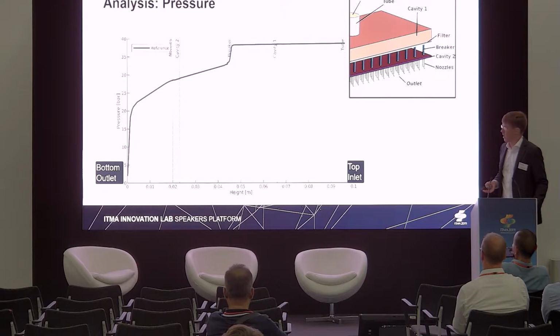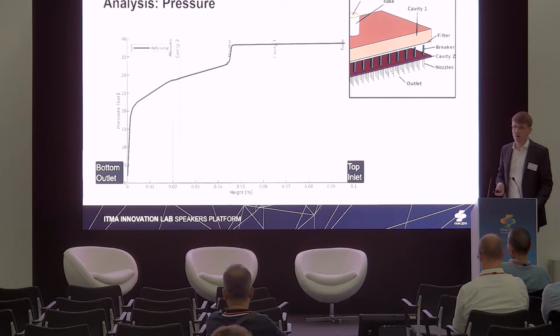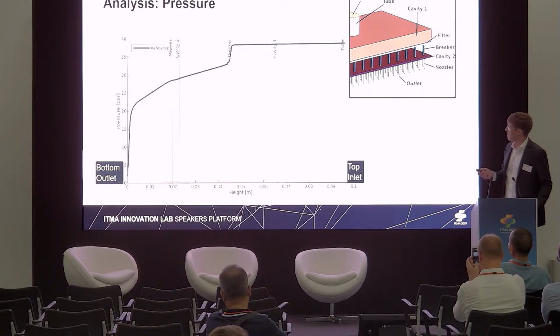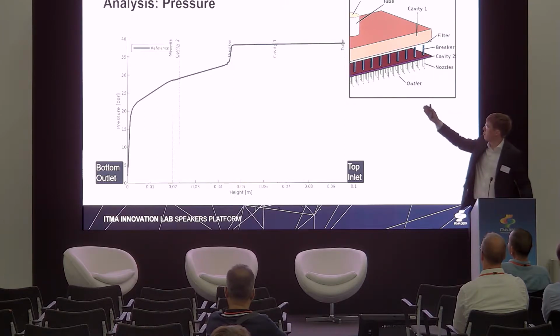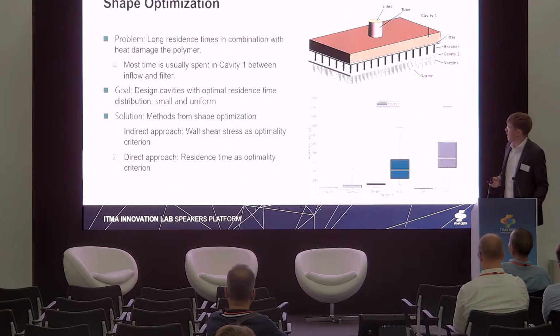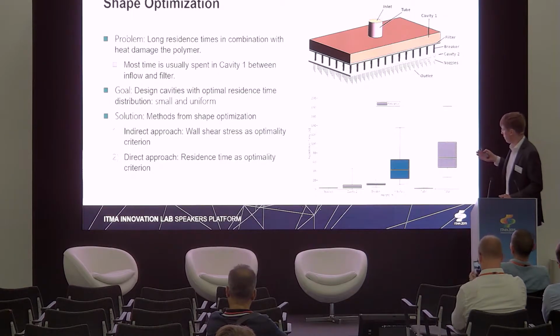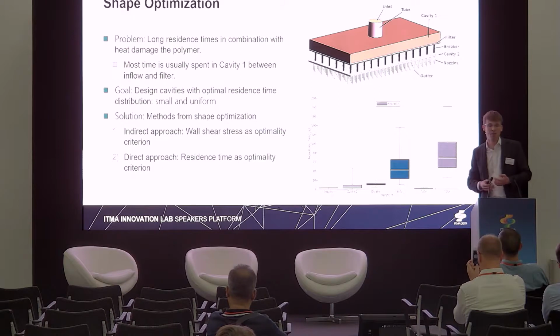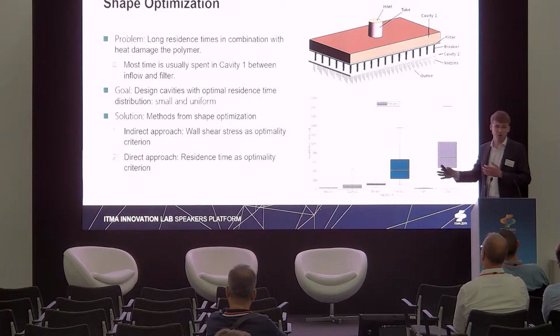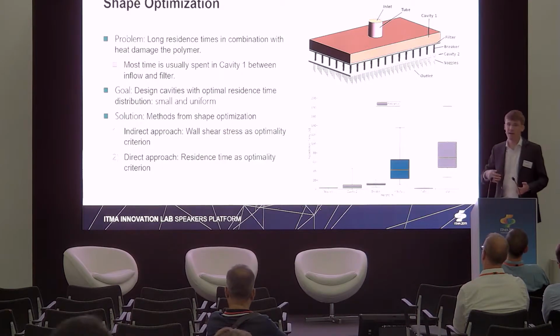Second thing, we can have a look at the pressure again, and also see where the main pressure drops are happening. So mainly in the breaker plate, at the top of the breaker plate, where the filter is sitting, and on the capillaries. So we have seen, okay, we now may have some problem in residence time. Of course, depending on your spin pack, the analysis will also identify different problems.